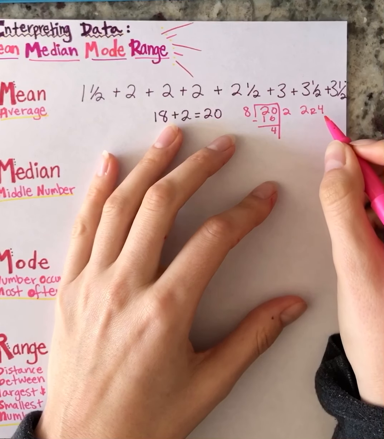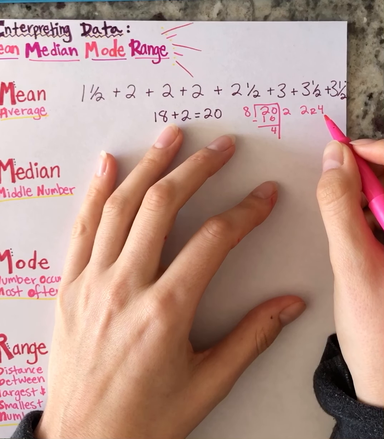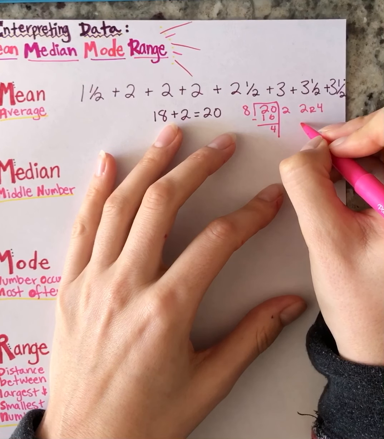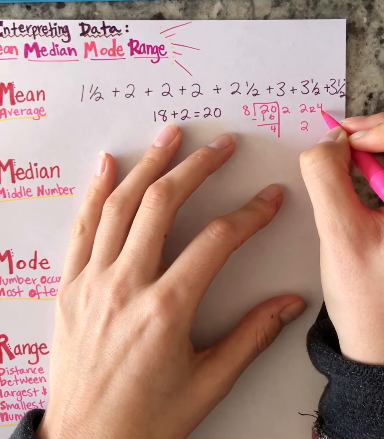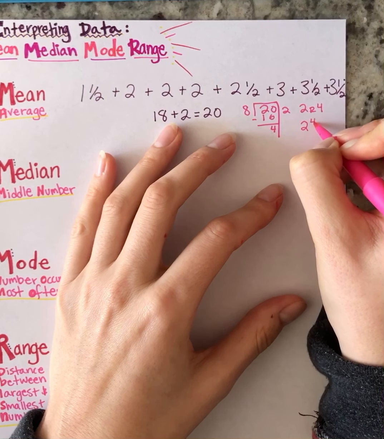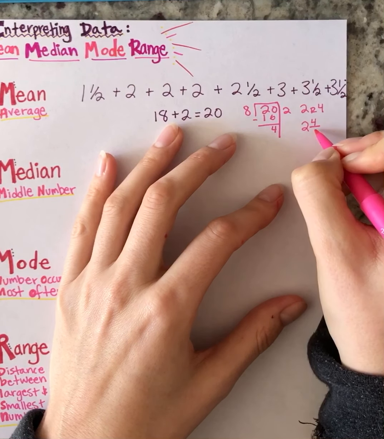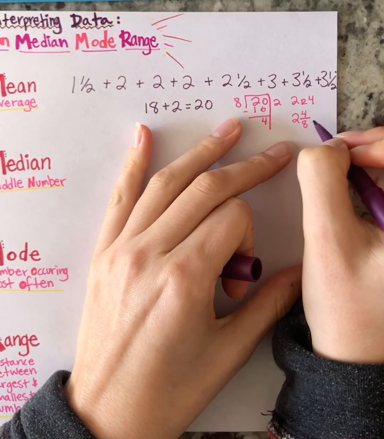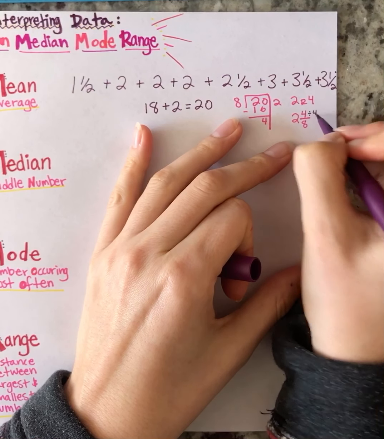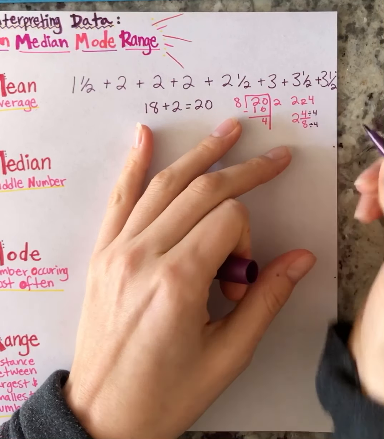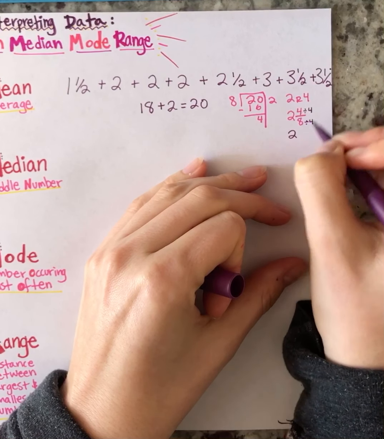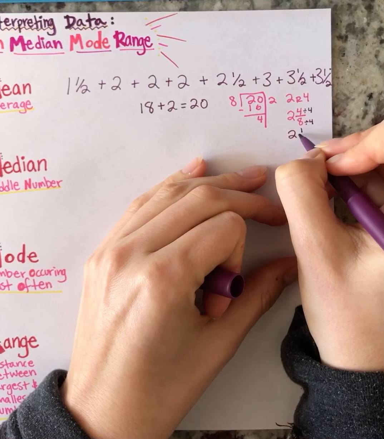We can also write this as a fraction. And our fraction will be 2, 4 will be our numerator. Our remainder becomes our numerator. And our denominator will be 8. We know that we can reduce this because the numerator and the denominator are both divisible by 4. So our final answer will be 2, and 4 divided by 4 is 1, 8 divided by 4 is 2.